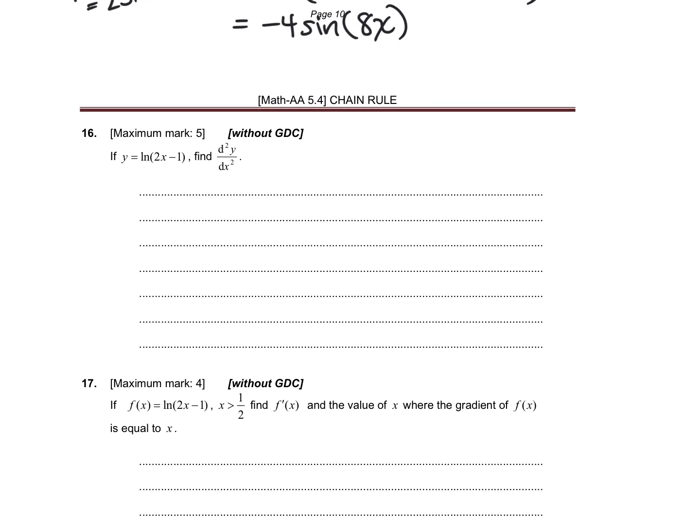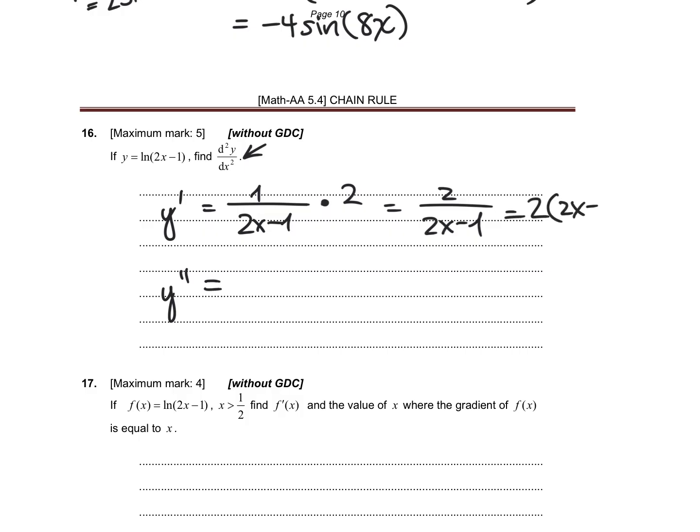Okay, A16. So this is the second derivative here. So first derivative is going to be 1 over 2x minus 1 times 2. So 2 over 2x minus 1. And if we want the second derivative, we can rewrite this like this. It's probably the easiest way. You could do also quotient rule, whatever. So this is going to be negative 2x minus 1 to the negative 2 times 2. So power rule and then derivative of the inside. So that's negative 4 over 2x minus 1 squared.